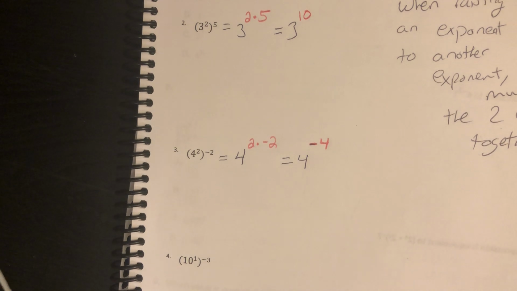Now, typically, I would expect you to convert that negative 4 into a positive 4 exponent. But since we haven't talked about the negative exponent rule, I'm okay with us leaving it as 4 to the power of negative 4. Hopefully, by the next lesson, which is part 2, everyone should be able to convert an exponent that is negative into a positive exponent.